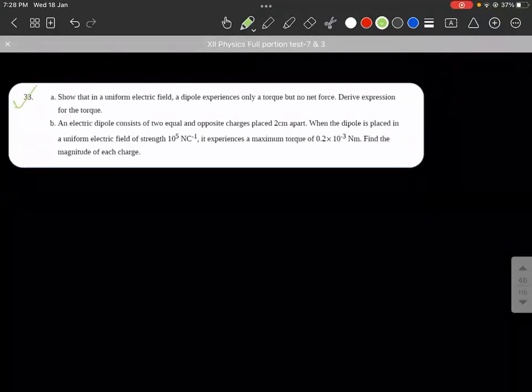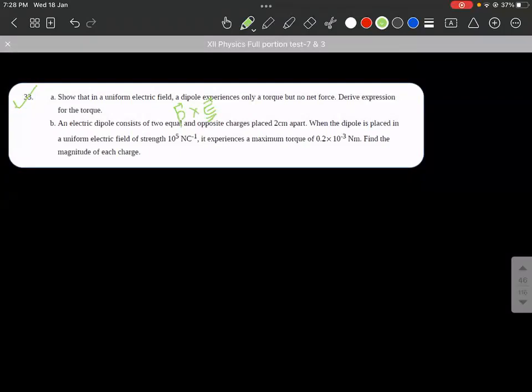Right. Show that in a uniform electric field, the dipole experiences only torque, but no net force. Derive the expression for torque. You know how to do it. P vector cross E vector, and during the process of derivation, you will show that the net force is 0, but there is a couple that is going to exist.